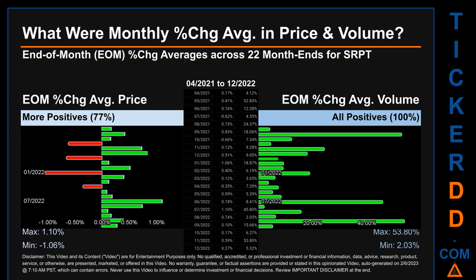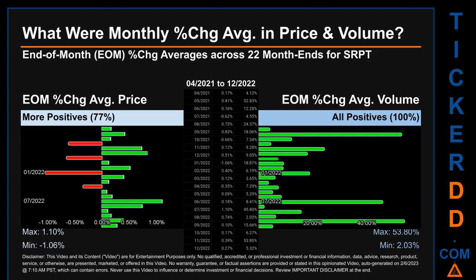What were end-of-month percentage change averages in price and volume for SRPT? The monthly average of percentage change in price and in volume were calculated for each of the 22 month ends. That calculation took daily percentage changes and averaged them for each given month. If a month end came out negative, then it means that the month summarily saw a negative change.